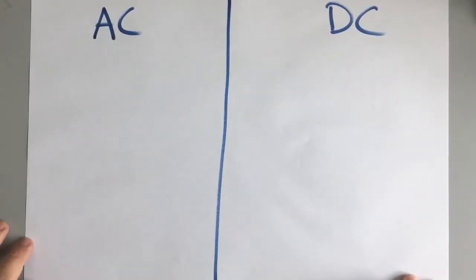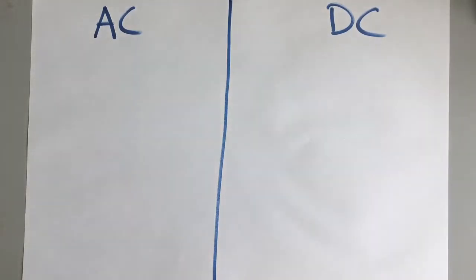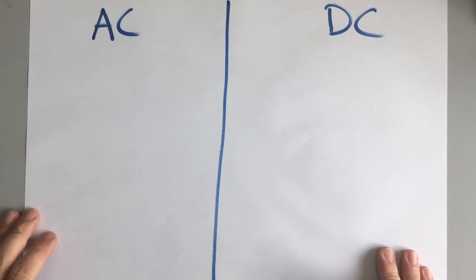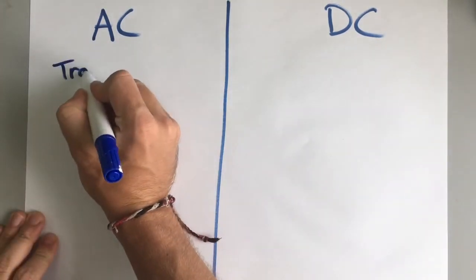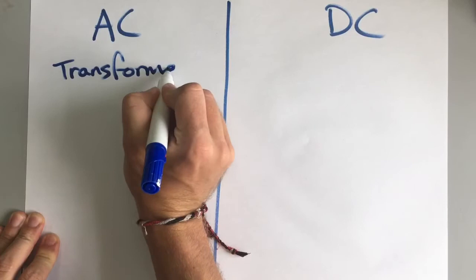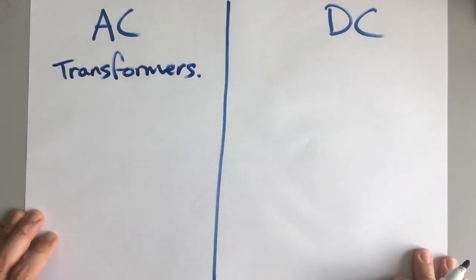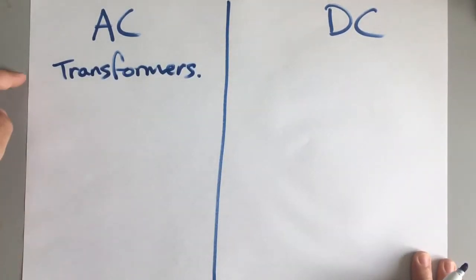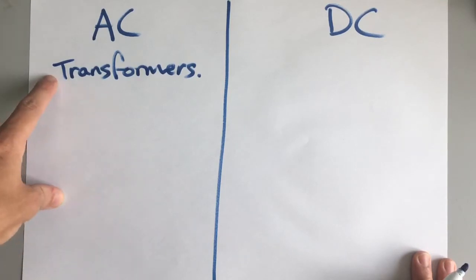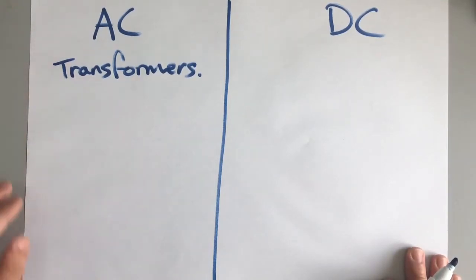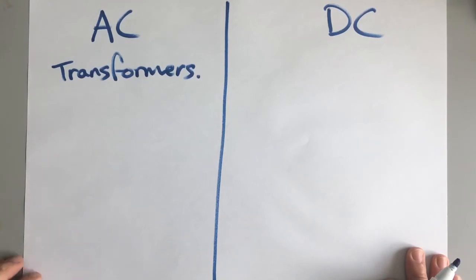Now we've seen that AC is delivered to our homes, and the reason that we use AC for most long distance energy transmission throughout the world is because it can be very, very easily stepped up and stepped down using transformers. Transformers are very good because they make it very easy to increase the voltage and decrease the current while you're transmitting electrical power across large distances. So the transformers enable us to transfer electricity a long way without very much energy loss.